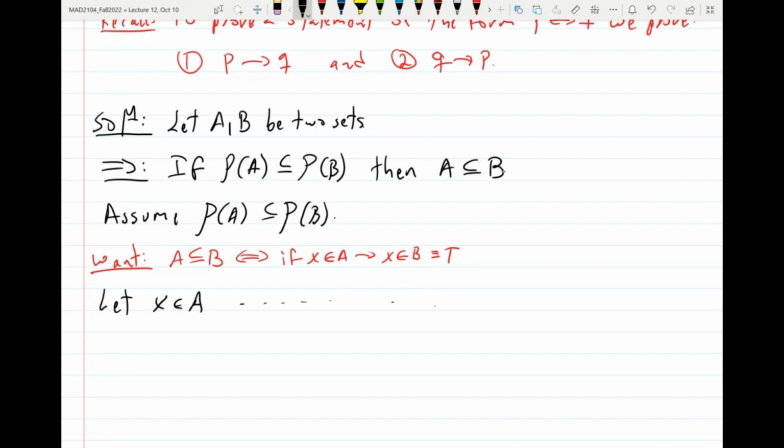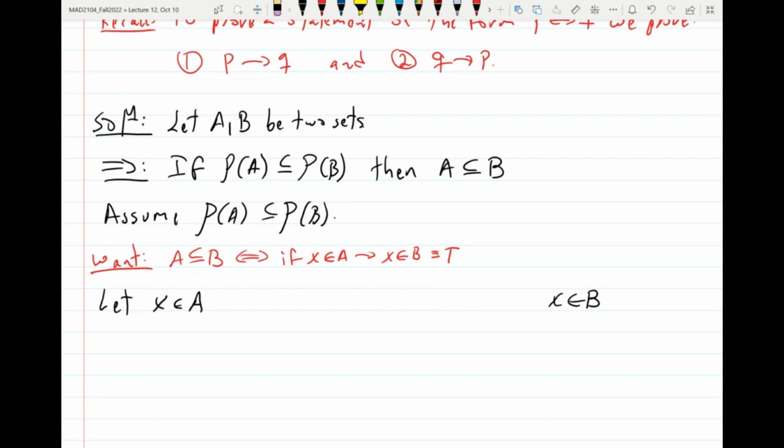Now, the point is that I want to do some work, and eventually I want to end up with this. How? We will see. Of course, the idea is that somehow we want to use this assumption to be able to get to this other side. Now let's see. Let X be in A. I know I want to fill in details, and I want to end up with X being in B. Let's see if we can do it. All right. What can we do here? What do you think?